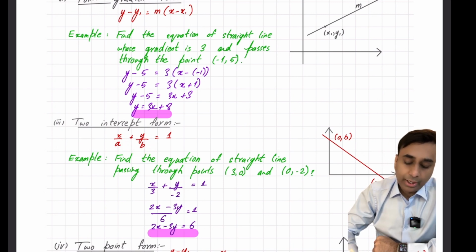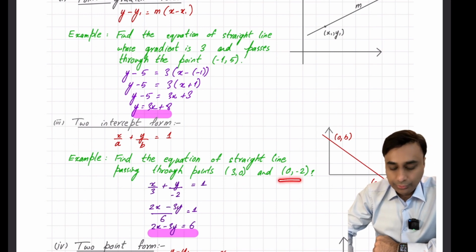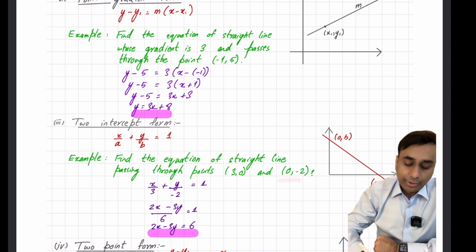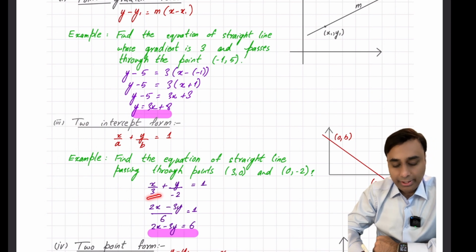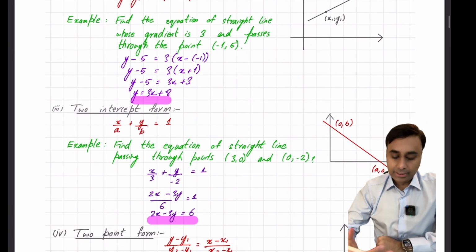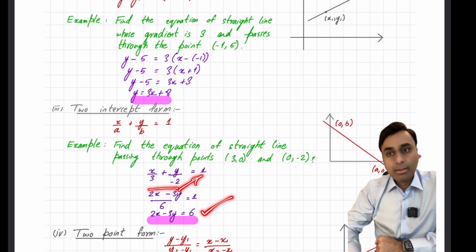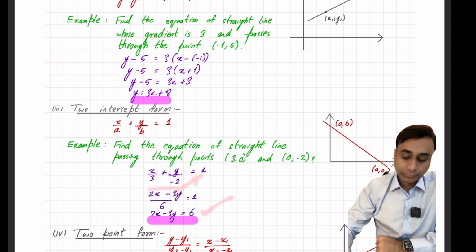For instance, if you know that a line is passing through the point (3, 0), that is going to be your x-intercept, and also the point (0, -2), that is going to be your y-intercept. You can directly, in one step, write down the equation as x/3, where 3 is the x-intercept, plus y/(-2), where -2 is the y-intercept, equal to 1. Then you can again simplify this equation by taking the LCM and rearranging. If I take the LCM, this becomes 2x - 3y, and 6 gets multiplied on the other side, and this will be a simplified form of the equation of the straight line.